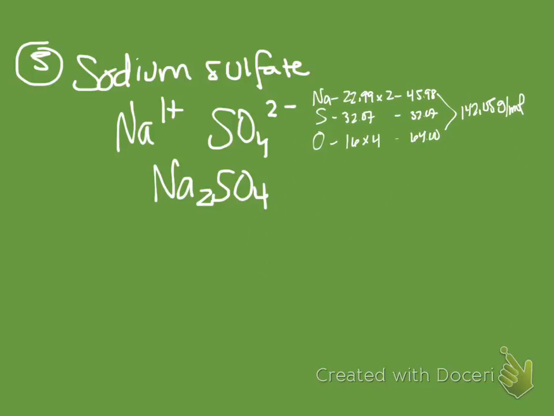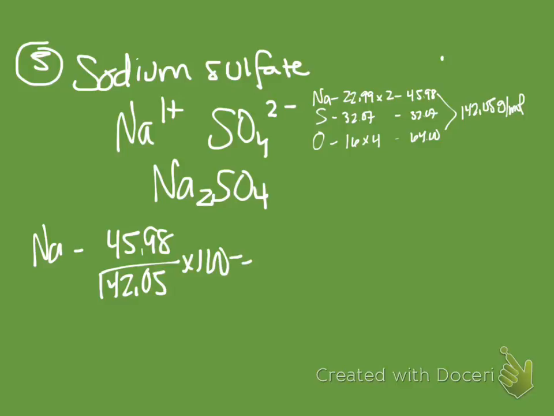Okay. So for sodium, 45.98 divided by 142.05 times 100, we get 32.37% sodium.